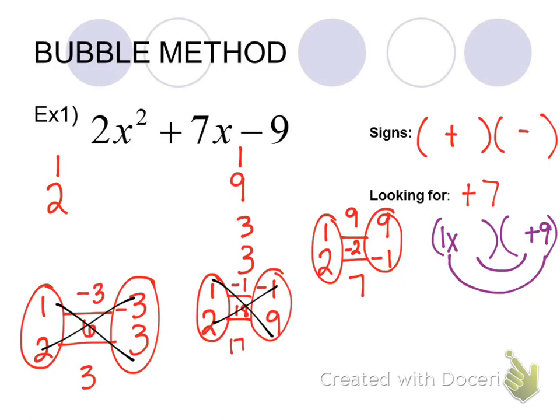Then filling in the other bubble gets just a little strange. We know that the 2 and the -1 have to be connected here. But the 2 came from the first bubble, so it has to go in the front of a set of parentheses. So the 2x goes in the front of the other set, and the -1 goes in the back.